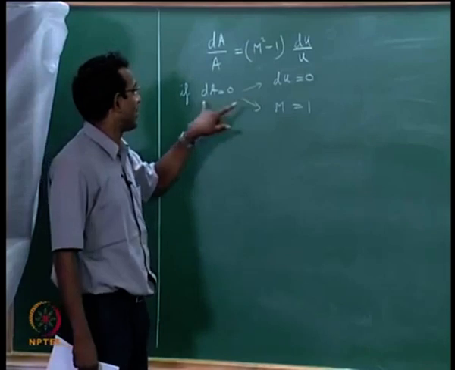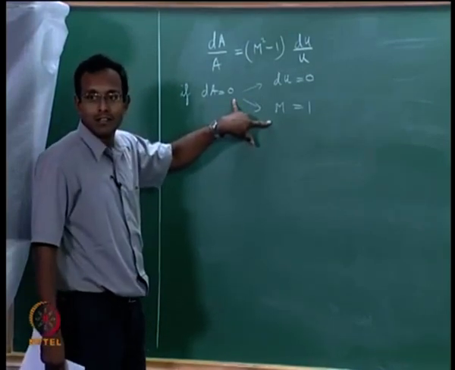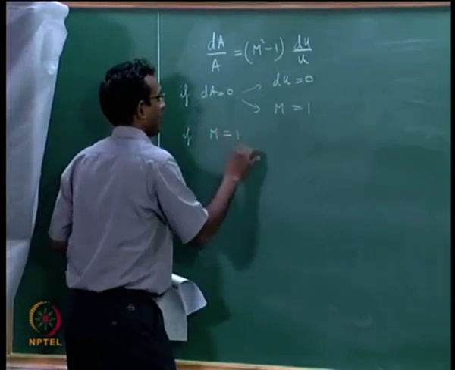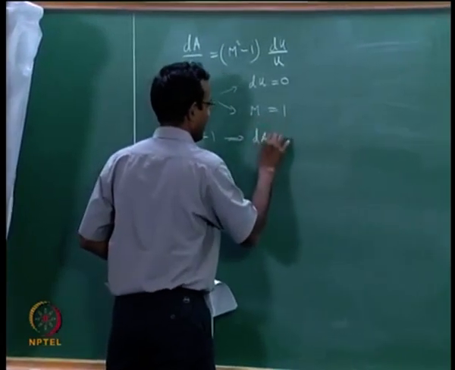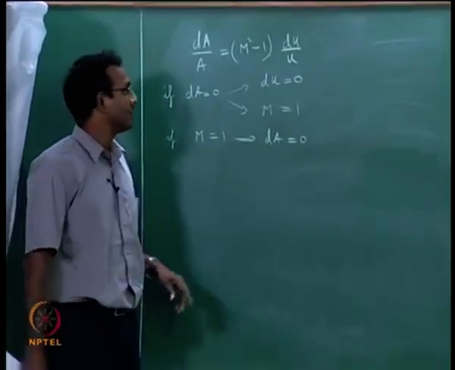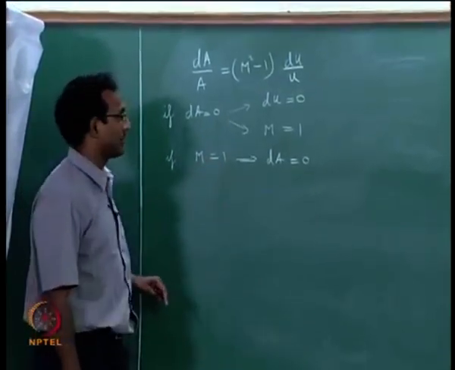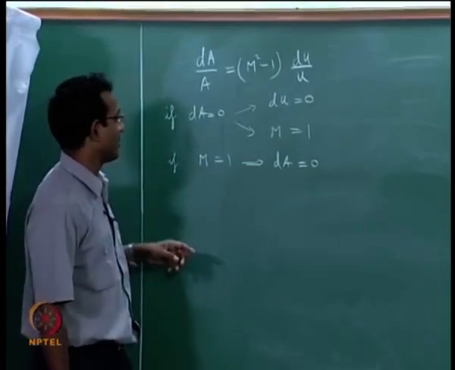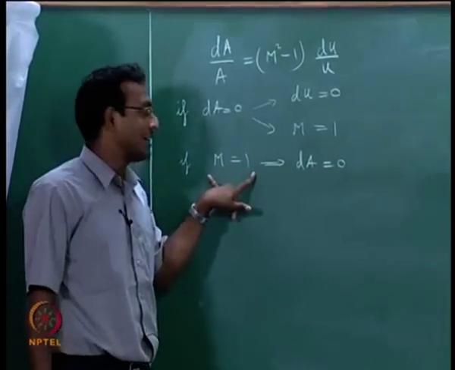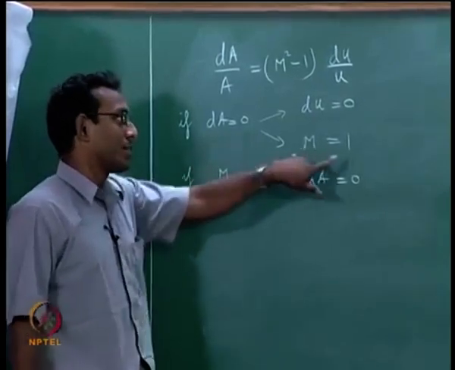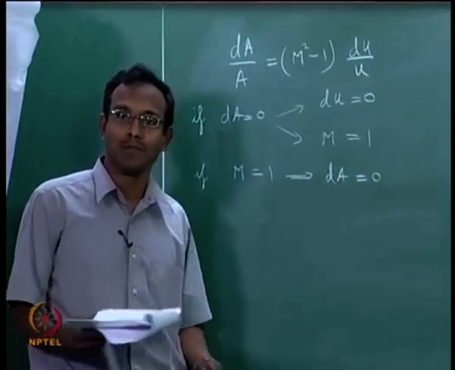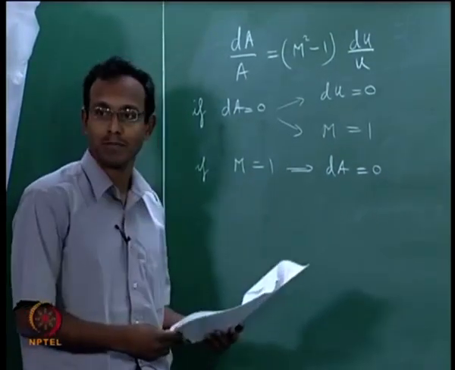Not really. So, I cannot use this meaning all the time, but I can tell one thing for sure, if M equal to 1, definitely dA is 0 irrespective of what happens to u. This is just a one way thing. If Mach number is 1, definitely dA is 0. That does not mean if dA is 0, Mach number is 1. One of the common mistakes in simple books, not well written books, you will see this kind of mistakes happening there.